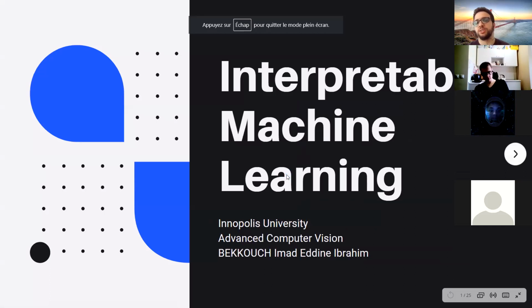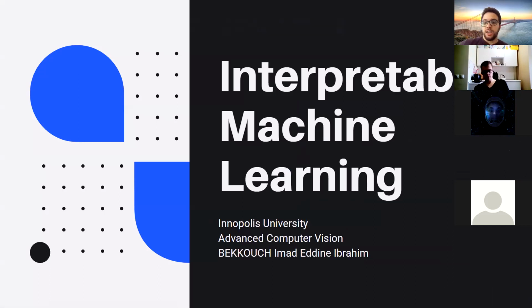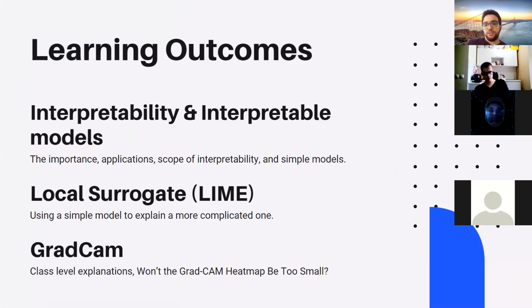So this lecture is going to be about interpretable machine learning models. The learning outcomes of this lecture will be understanding what interpretability is and what the different, easily interpretable models are, the importance of it, the applications of such methods, and the scope of interpretability and simple models that can help you do that. We will also speak about local surrogate LIME, which is an algorithm that can be used to interpret any black box model we're using. And last, we will be using GradCam, which is, I think, the most important one of this lecture.